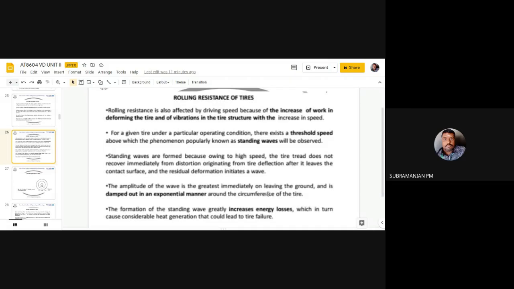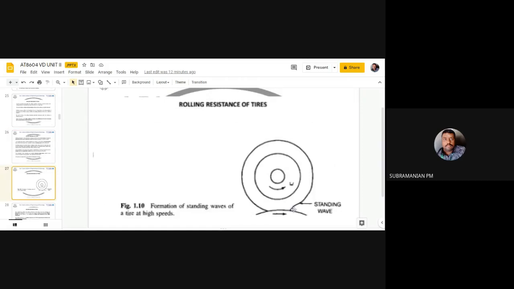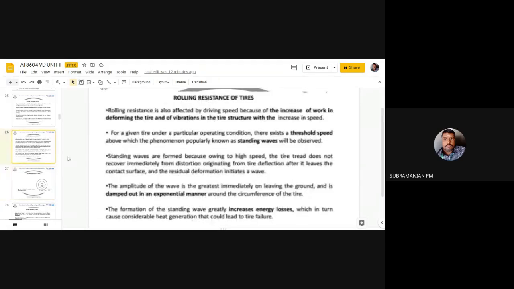Okay. So what will happen? How will the deformation go out? It will go out in an exponential manner. You can see in the sketch, the amplitude of the deformation will be more immediately after the contact patch region. Immediately after the contact patch, the magnitude will be more.